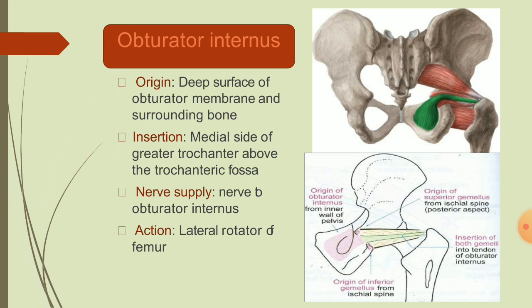Then another short lateral rotator include the obturator internus. It originates from the deep surface of obturator membrane and the surrounding bone part. Insertion is on the medial side of the greater trochanter above the trochanteric fossa. Nerve supply, it is by the nerve to obturator internus. Action, it is the lateral rotator of the femur.